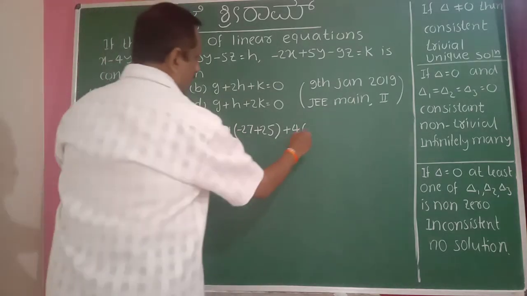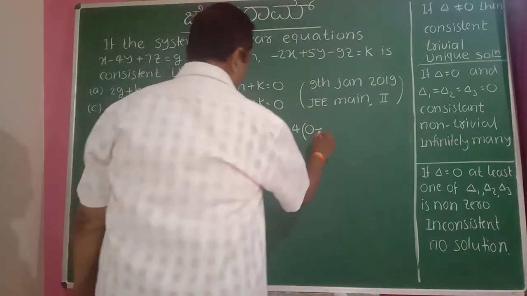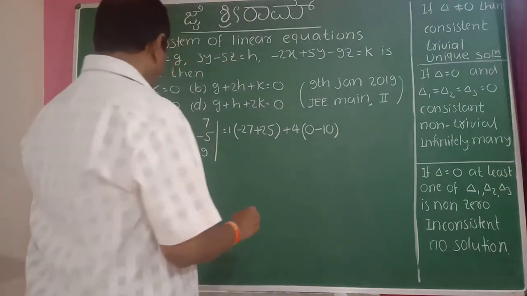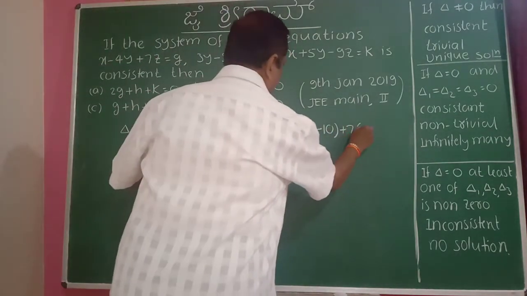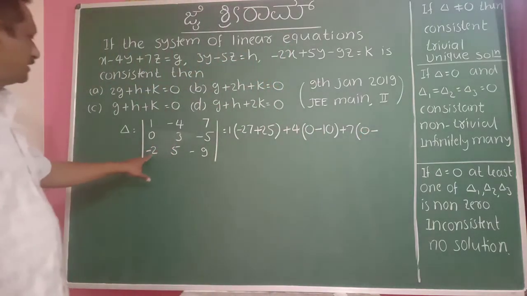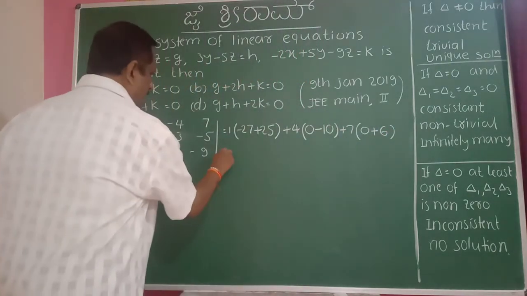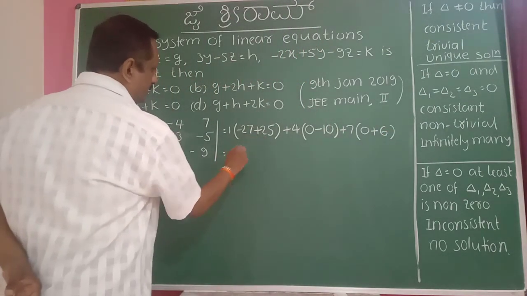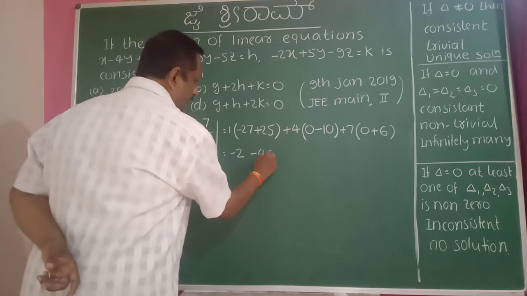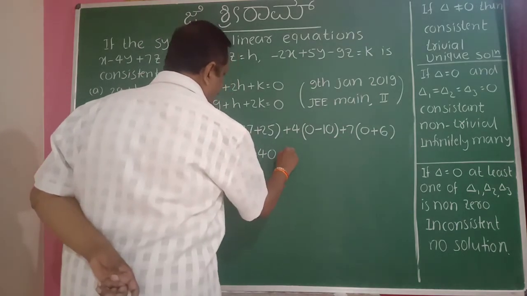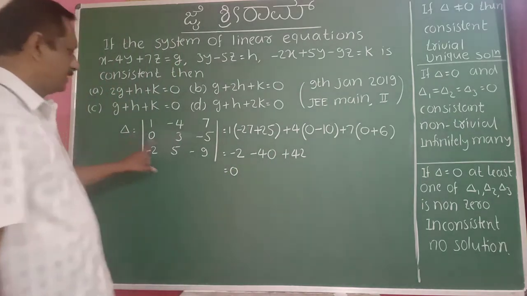Then minus 4 times the bracket: 0 times minus 9 is 0, minus of minus 2 fives are 10, so it becomes 10. Then 7 into the bracket: 0 times 5 is 0, minus 3 twos are 6, so plus minus 6. Therefore, minus 27 plus 25 gives minus 2, minus 4 into 10 is minus 40 and 7 sixes are 42, plus 42. Minus 42 and plus 42 becomes 0. Yes, delta is equal to 0.